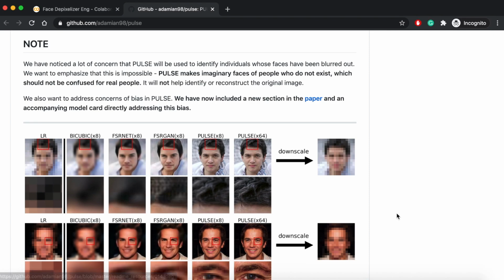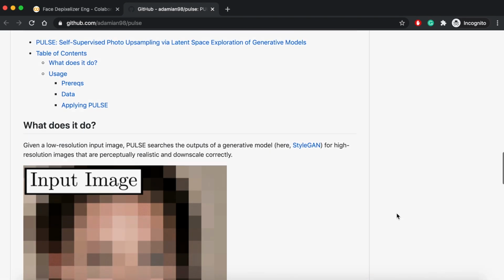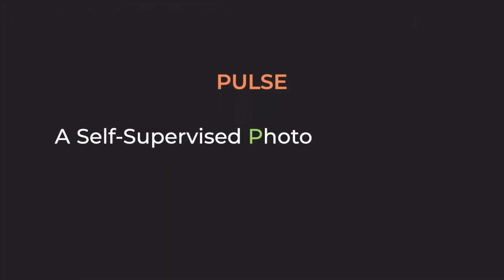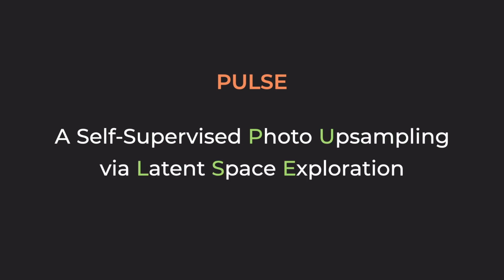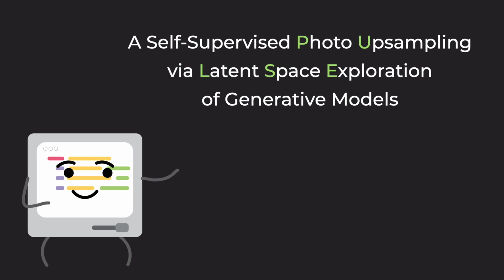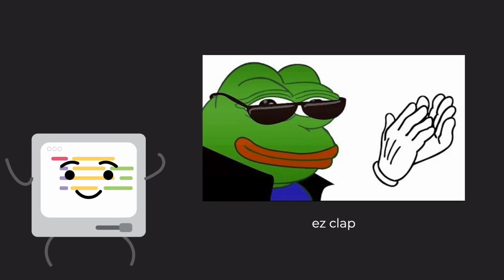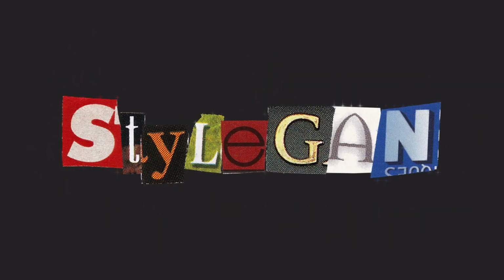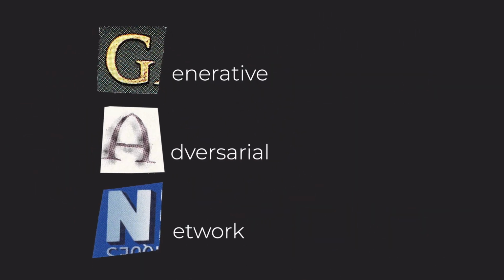So, according to the readme of the underlying paper, it is based on PULSE, Self-Supervised Photo Upsampling via Latent Space Exploration of Generative Models. Wow, what a mouthful. But don't be afraid of the long title. How it works is actually quite simple in short. Essentially, it is based on StyleGAN, a generative adversarial network.